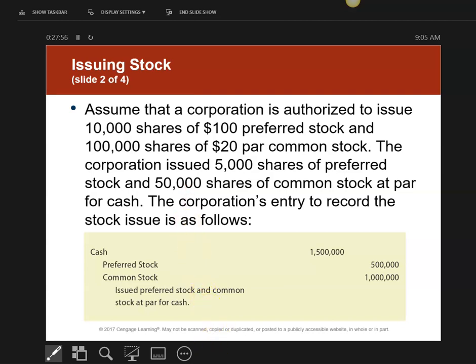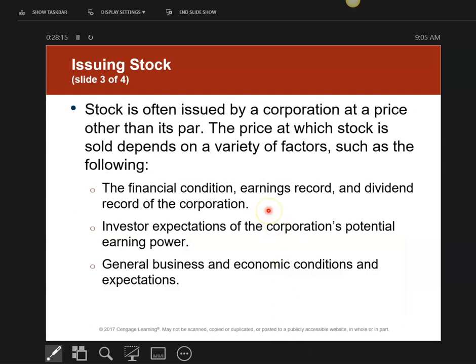Now, this says I issued at par for cash. So the par value is what I actually sold it for. We're not going to get into why some stocks sell high and some sell low. That's more of an economics class. But different factors will change the price that you sell the stock at, and here's a list of some of the things that could change that, but we're not going to focus on that.